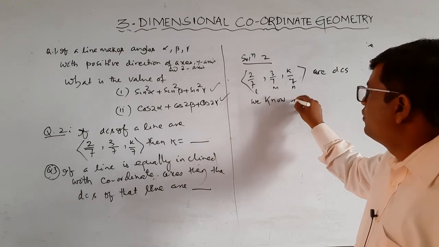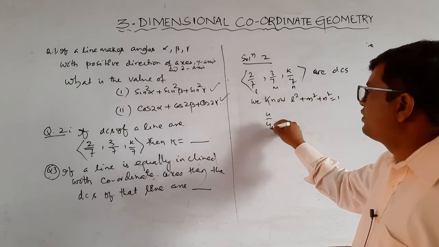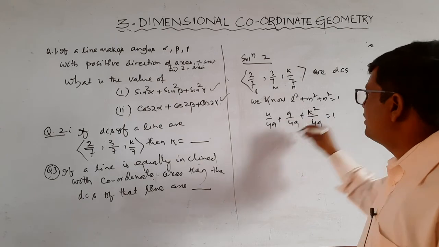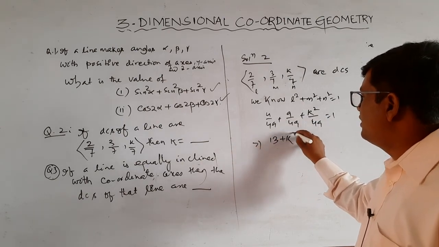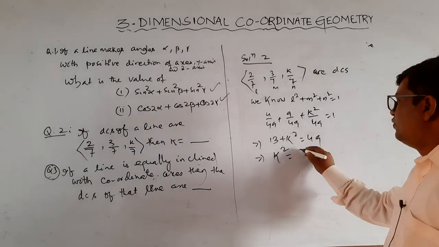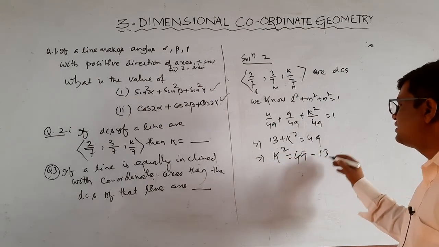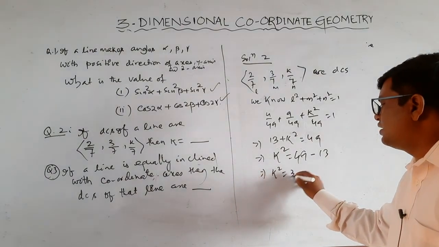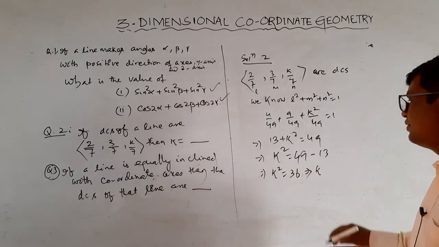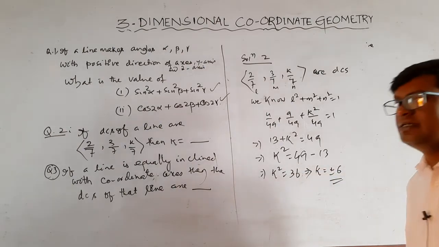We know L square plus M square plus N square is equal to 1, that is 4 by 49 plus 9 by 49 plus k square by 49 is equal to 1. So 13 plus k square is equal to 49. So k square is equal to 49 minus 13, that is 36. K square is equal to 36, that implies k is equal to plus or minus 6. Okay, this is the answer.